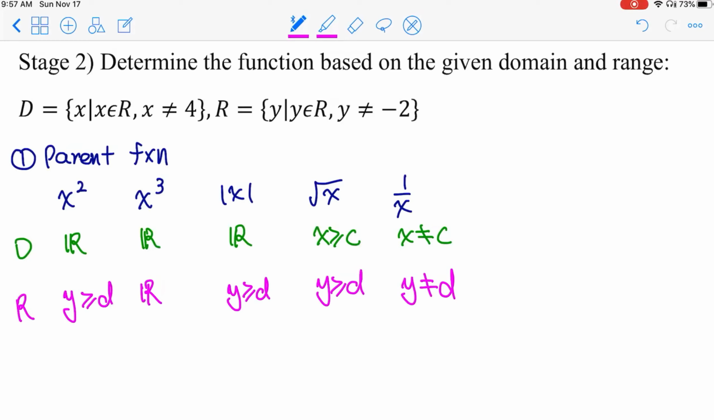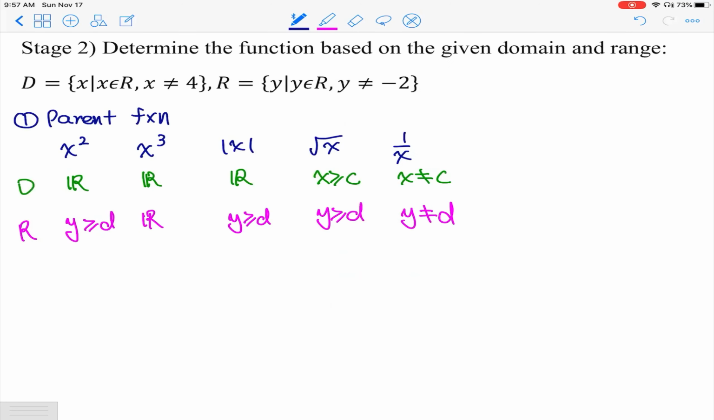And same thing goes for the range. That's how you read it basically. So if you do remember these, this type of question will become very easy. Then let's get to the actual question here. It says in the question, x can't be 4, y can't be -2, and find which parent function we have to use from the table that I just provided and just talked about.